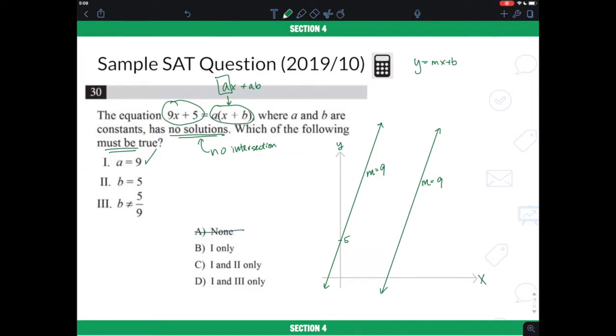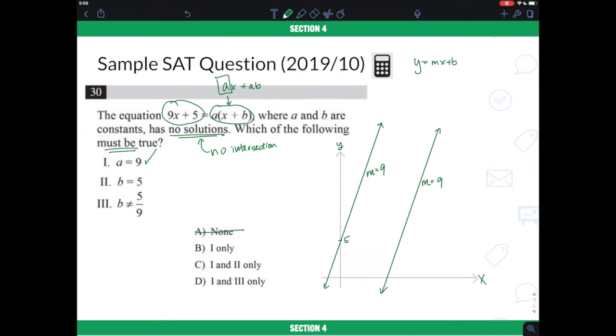Okay, so we can eliminate choice A because we know the slope must be 9. There cannot be any other condition. There cannot be any other slope for these two lines to not intersect. Okay, so that's one condition.